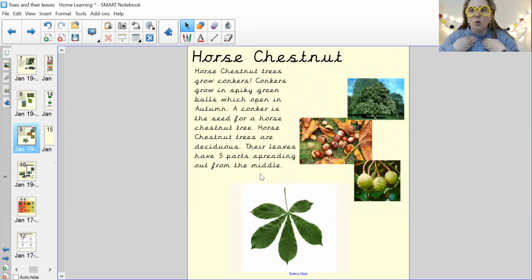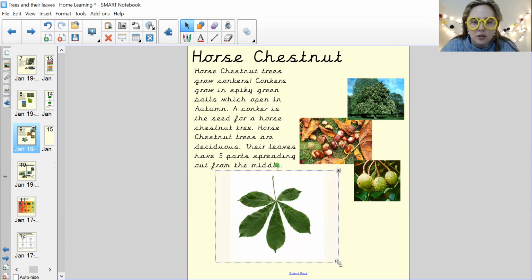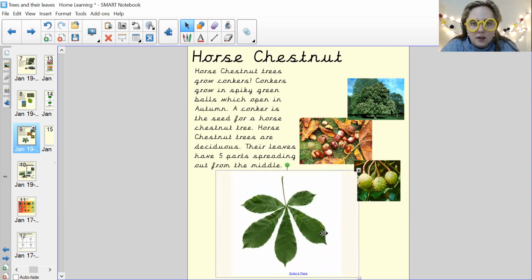Okay, horse chestnut tree. Well done. Have a look at the leaf. What do you think? Evergreen or deciduous? Examination goggles. Boop. Well done if you said that this was deciduous.